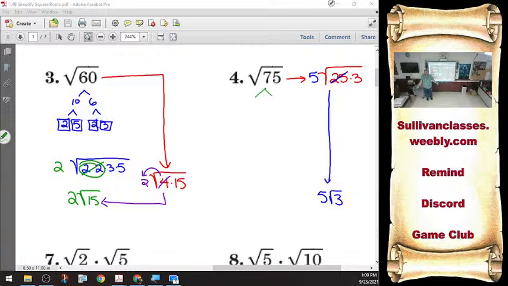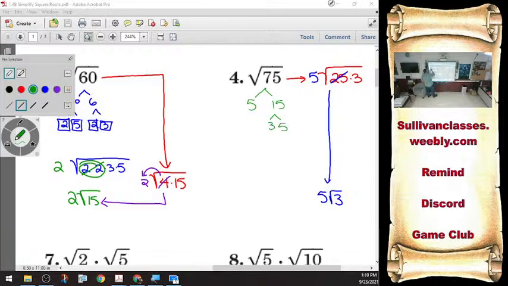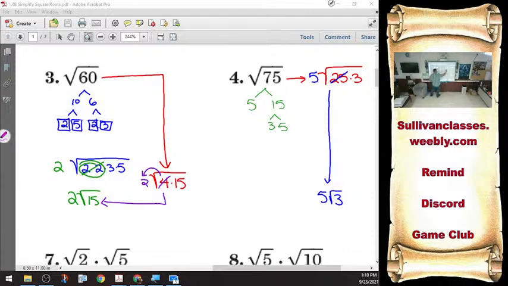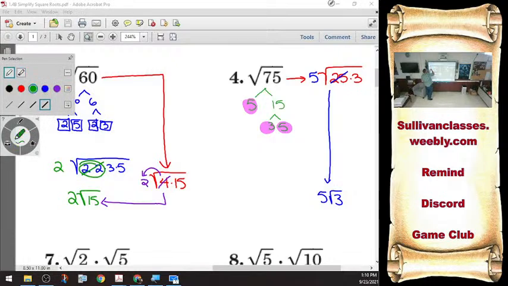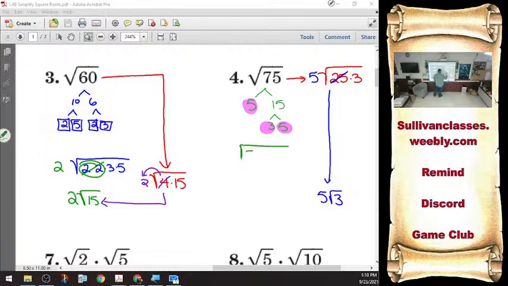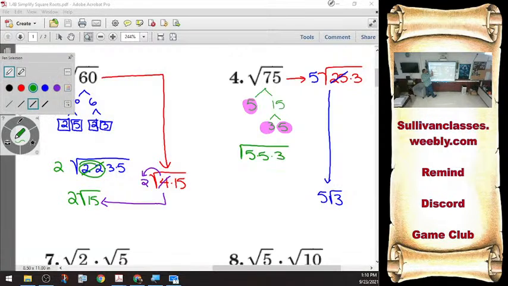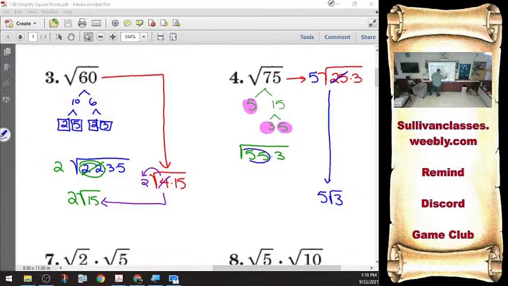You say, what times what makes 75? Well, I know that 5 goes in there, right? It ends in a 5 or a 0. And I get 5 times 15. 15 is 3 and 5. And every time I run into a prime, that's the end of my branch. So I know I can rewrite this now as the square root of 5 by 5 by 3. Do I see a pair of things in there? So I circle the 5s, they rush the guard, only one gets out alive.